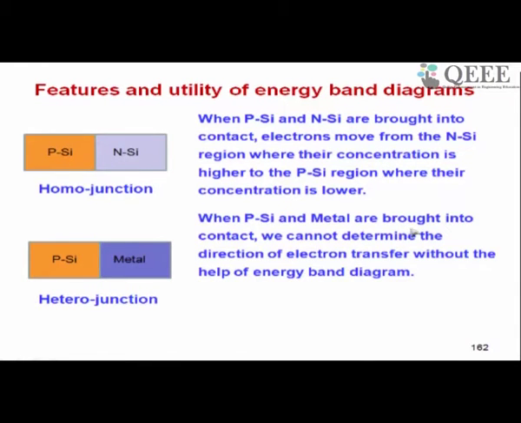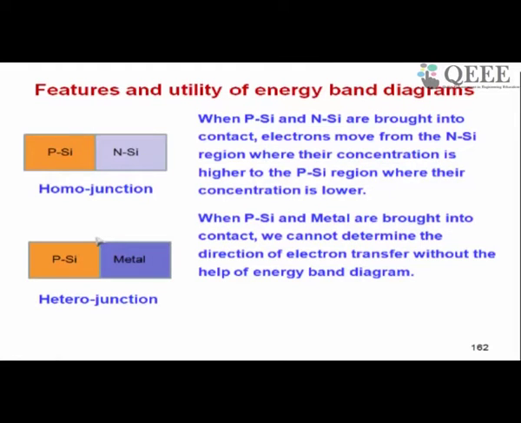When p-type silicon and metal are brought into contact, we cannot determine the direction of electron transfer without the help of an energy band diagram. So we cannot simply say metal has more electrons than p-type silicon and therefore electrons will move from metal to p-type silicon to create the space charge layer, right? Because it is not correct to go by concentration alone.